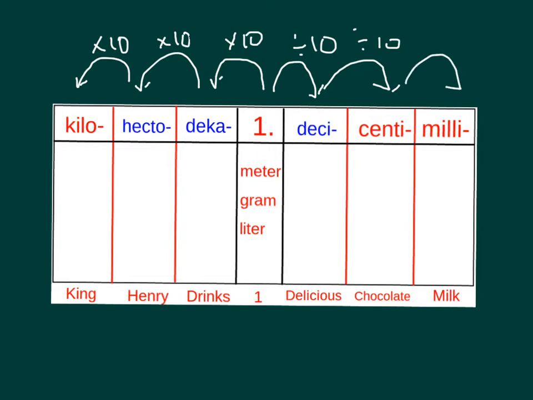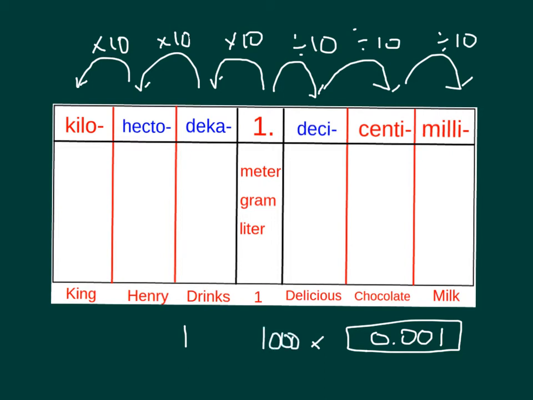And if we divide by 10 again, a milliliter is 1/1000th the size of a liter, which means if this is 1/1000th the size, you would actually need 1,000 of these to equal 1 liter. Because 1/1000th times 1,000 equals 1.